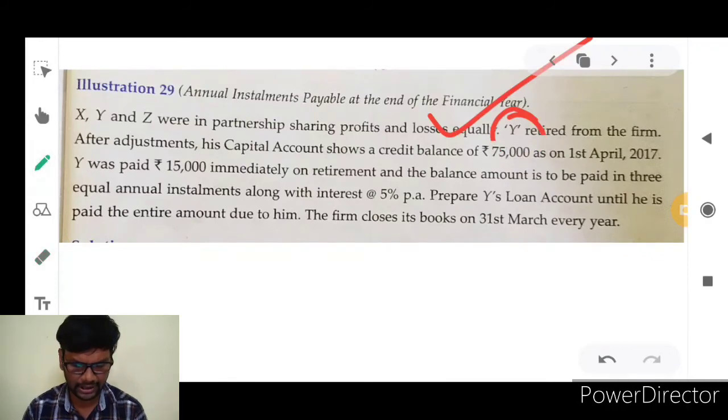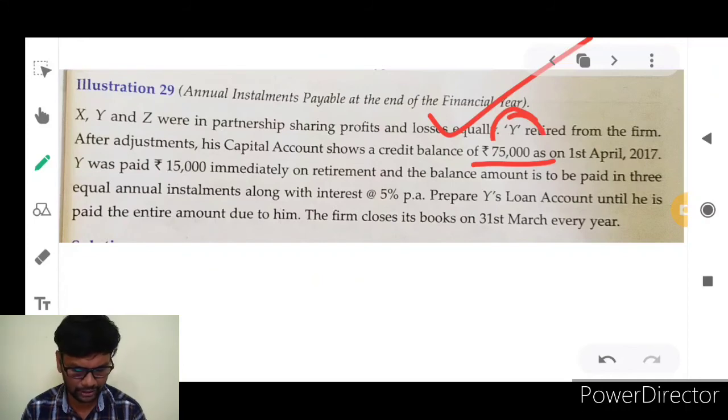After adjustments, his capital account shows a credit balance of 75,000 rupees. So Y's capital account shows a credit balance. In this situation, the firm has to give 75,000 to the retiring partner, isn't it? Because he is maintaining a credit balance. You know that the retiring partner's capital account should be debited and the cash or bank account credited. So this is the journal entry. The firm has to give that 75,000 to the retiring partner.